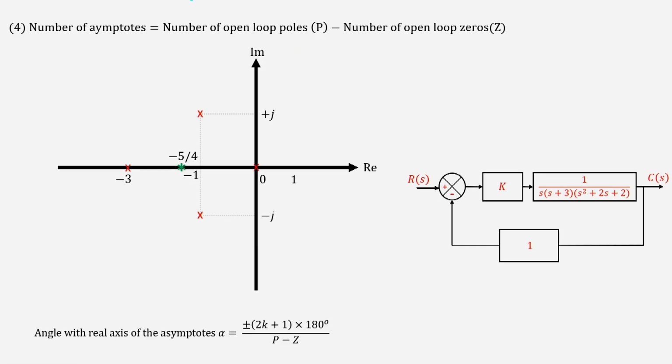Now what are the angles of the asymptotes? The angles of the asymptotes are alpha equal to plus minus (2k plus 1) into 180 degree divided by (p minus z), which comes out to be plus minus 45 degree and plus minus 135 degree.